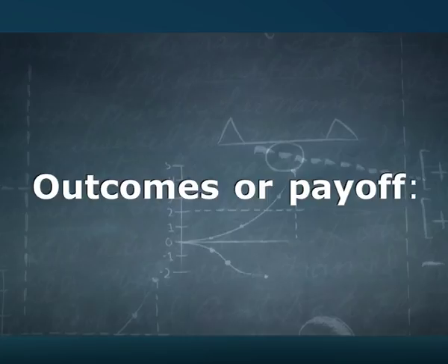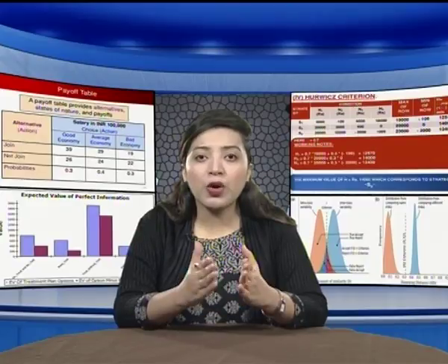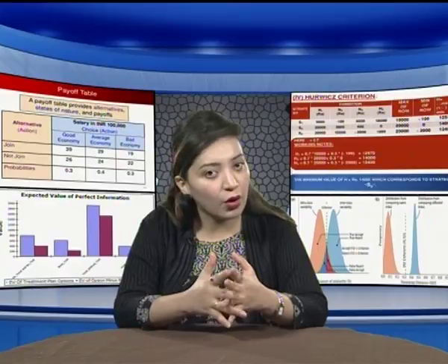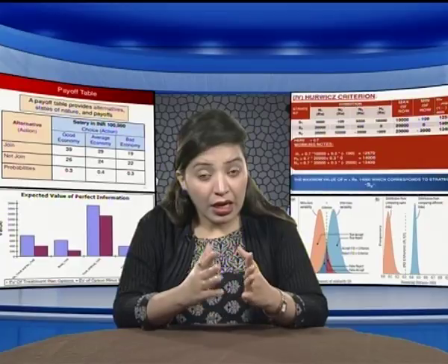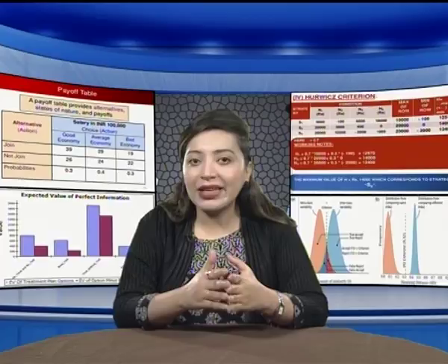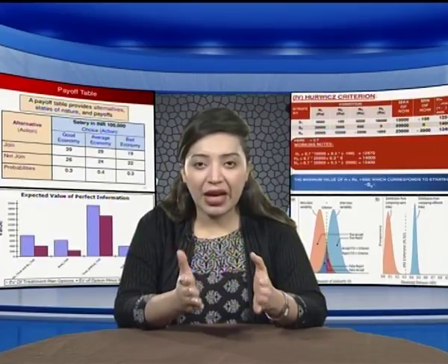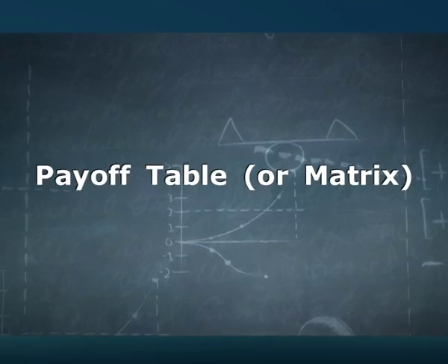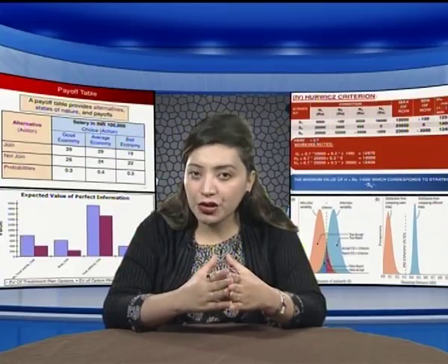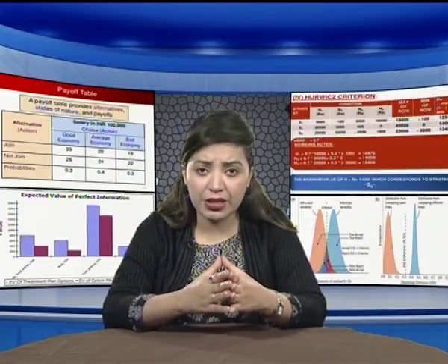Now we'll see what outcomes or payoffs are. The reward or penalty corresponding to each action and state of nature combination is called the outcome or payoff. An outcome may be either positive or negative. It may be noted that a payoff is a conditional value because its value depends on the event that occurs and the action which is taken. Payoff tables or matrix: a payoff table showing conditional payoffs resulting from all possible action and state of nature combinations.